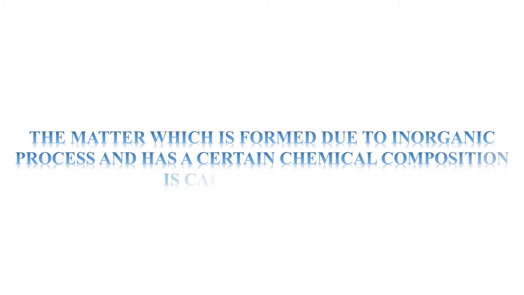What is a mineral? The matter which is formed due to the inorganic process and has a certain chemical composition is called a mineral. Let me repeat again. The matter which is formed due to inorganic processes means something which is not organic, something which is not living, and has a certain chemical composition, means we can define its composition through a chemical formula, then we call it a mineral.